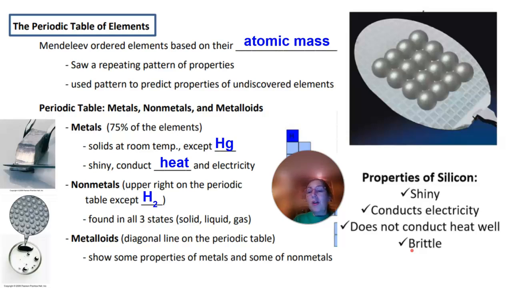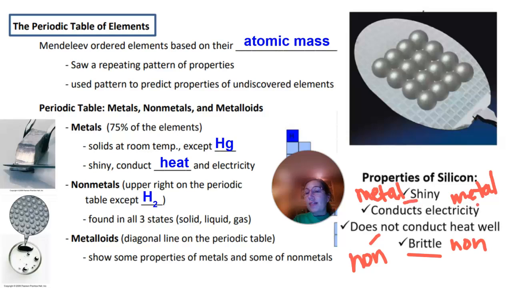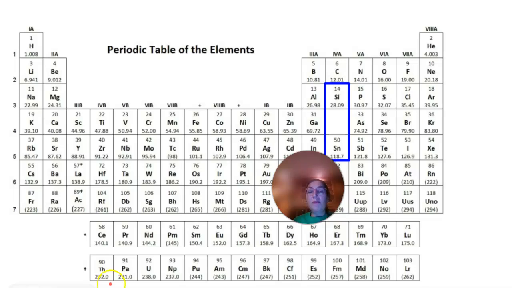They tend to be bendable and what we call malleable, not brittle. Okay, so silicon's brittle, sort of like a nonmetal. It conducts electricity, sort of like a metal. It does not conduct heat, which is sort of like a nonmetal. And it's kind of shiny like a metal. So it's got this mix of metal and nonmetal properties, and so it's a true metalloid, one of these elements that's sort of in between. If we look, silicon is right here.